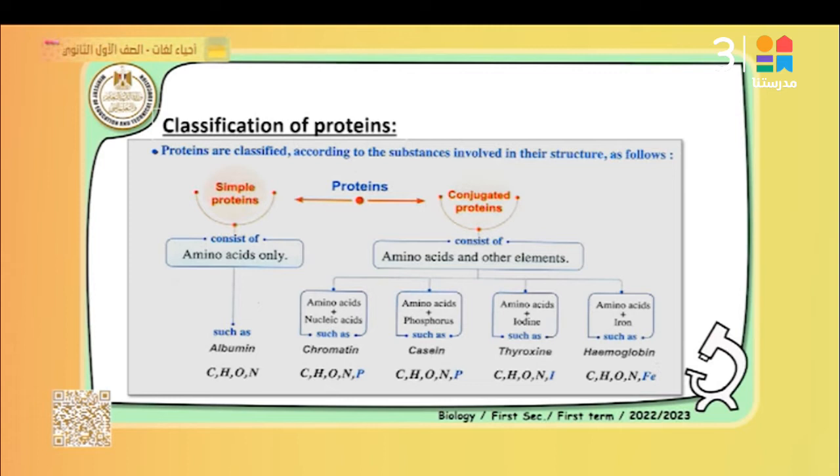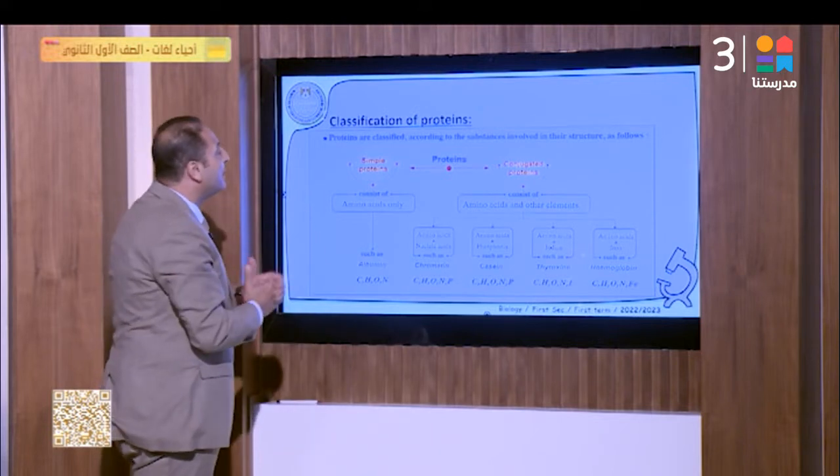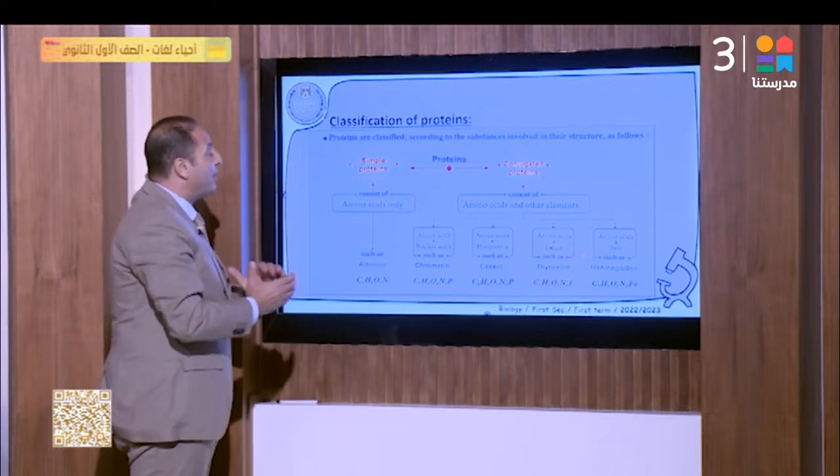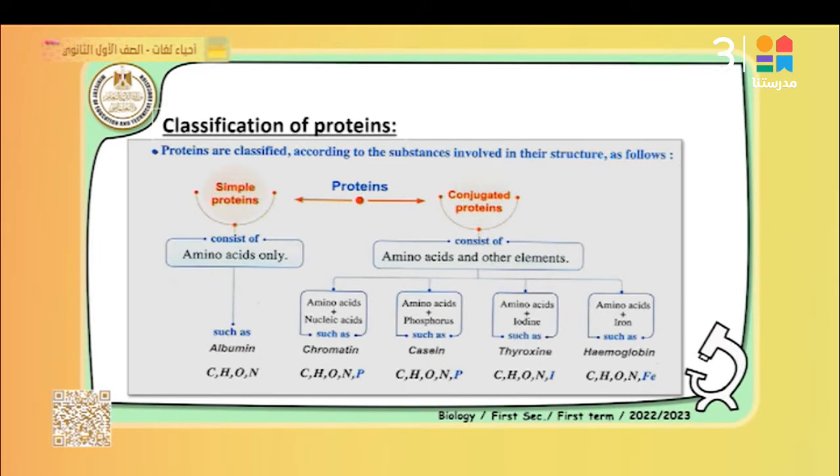Another type of protein is called conjugated proteins. What's the meaning of conjugated? Amino acid plus another element. For example, the conjugated protein consists of amino acid and another element. Number one, for example, hemoglobin: amino acid plus iron. Carbon, hydrogen, oxygen, nitrogen, and the essential element is Fe, iron.